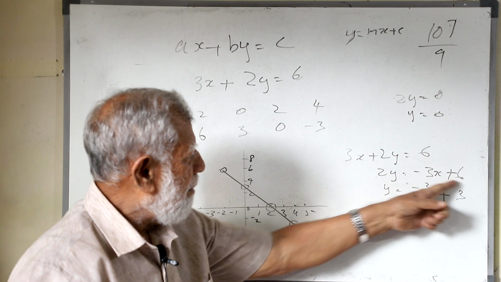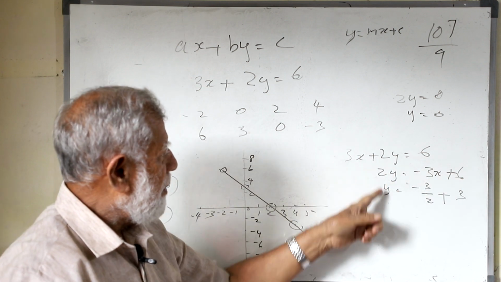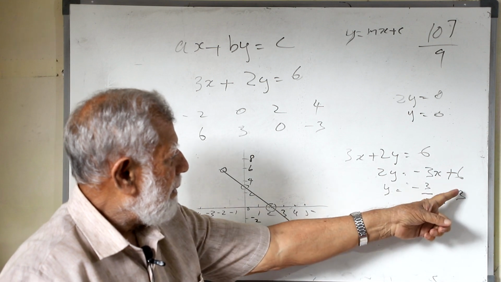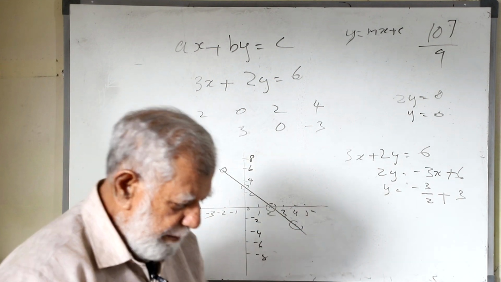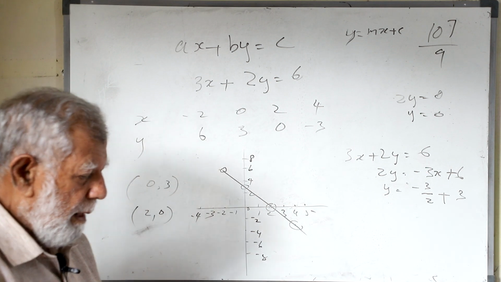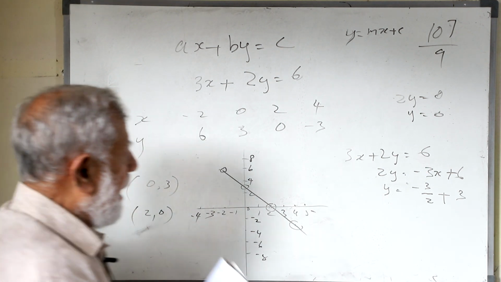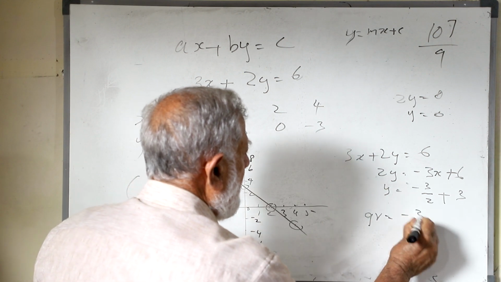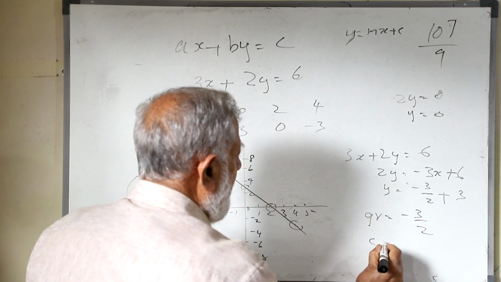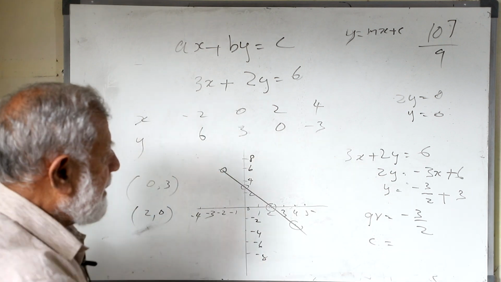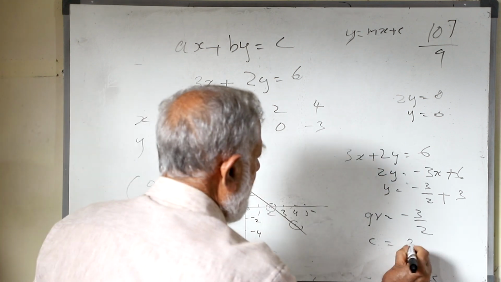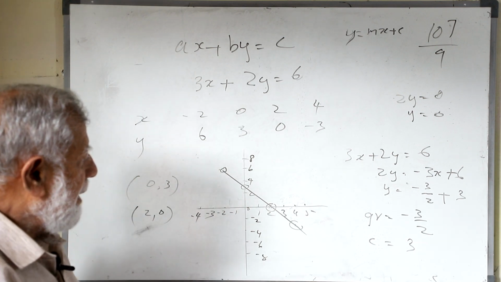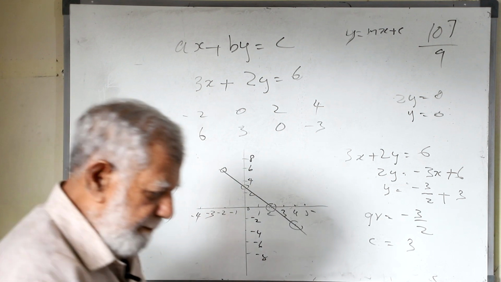Dividing all the numbers by 2. So when we divide this by 2 it gets cancelled, and we get minus 3 upon 2. Divide 6 by 2, it is 3. So what gradient do you get here? The gradient here is minus 3 upon 2, and c, where it cuts the y-axis, is 3. The intercept is 3.